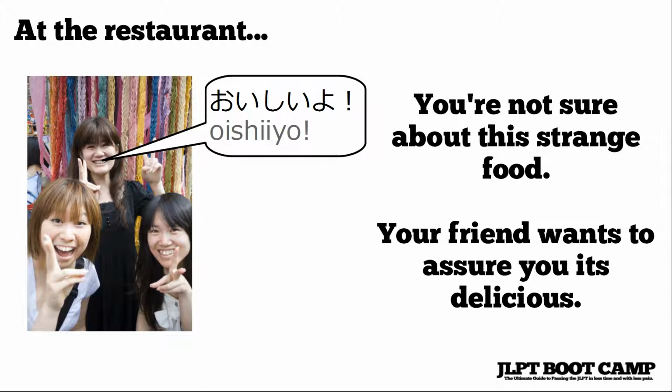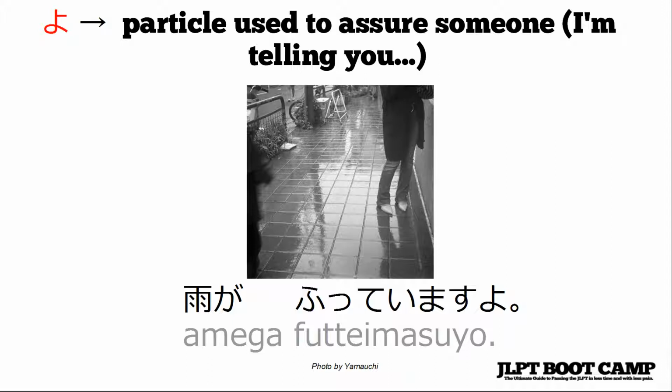So your Japanese friend says, "Oishii yo," in a very encouraging way. Oishii, of course, means delicious. And you're not sure about this strange food. Your friend wants to assure you that it's delicious, wants to tell you in a strong way, hey, this is really delicious food. You want to eat takoyaki. And that's what the yo particle is there for, that last remaining particle. The particle is used to assure someone. A good translation of it is, I'm telling you this.